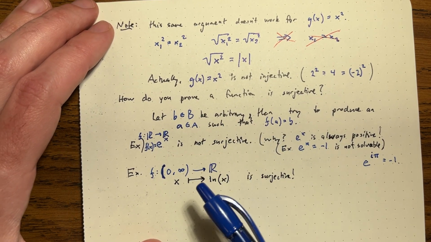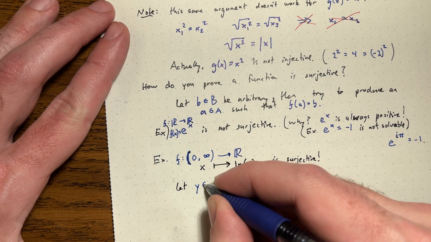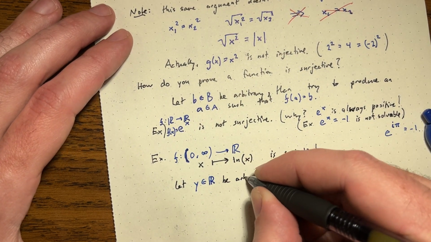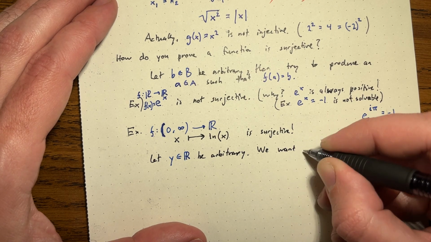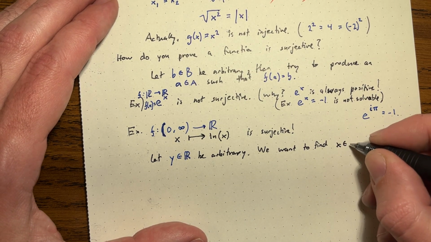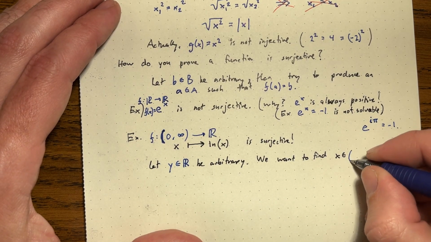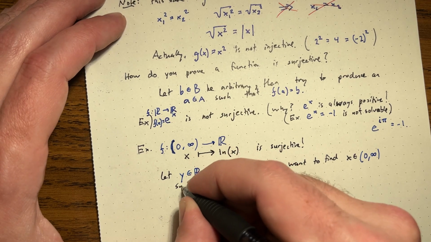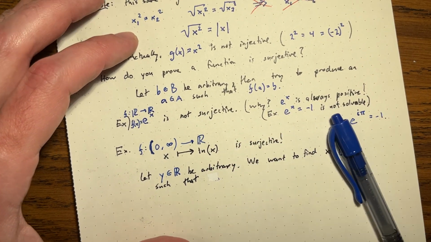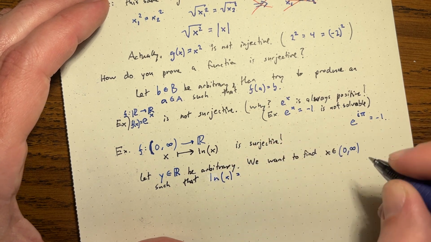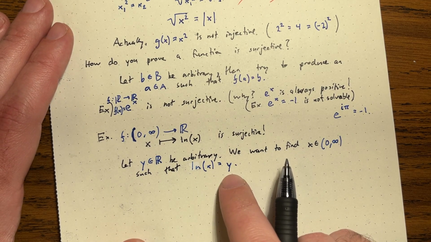Let's prove it. So how do we prove it? We take something over here and let it be arbitrary. So let y in R be arbitrary. I'll just write out my thought process. We want to find an x in the positive reals such that the natural log of x equals that arbitrary y. So can we find such an x? Well, how do we even do that if y is arbitrary?